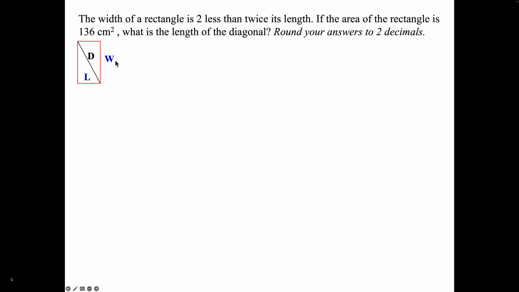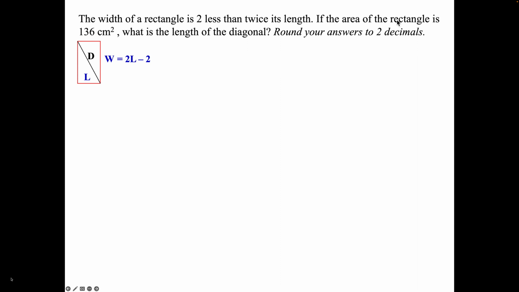And again, it doesn't matter how you write it on the rectangle. It doesn't have to be drawn to scale. Just give yourself a picture of what's going on. Now here it says that the width of the rectangle is 2 less than twice its length. So we need to double the length and subtract the 2, and that's going to equal our width. So that's going to give me W is equal to 2 times the length L minus 2 will be my width.